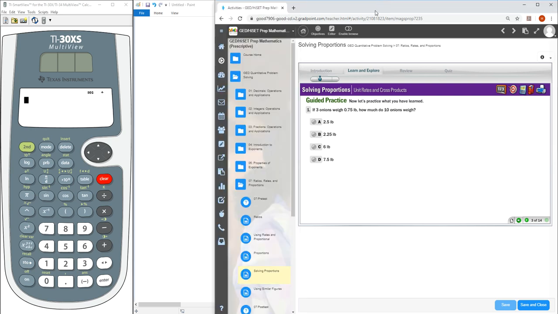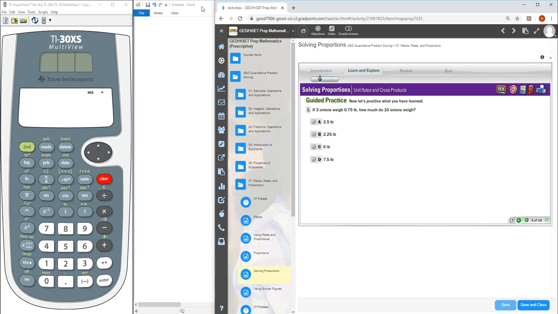On the right, we have a GradPoint window, and we happen to be in GED Prep Math in the quantitative folder, Lesson 7, ratios, rates, and proportions, and solving proportions. We're just using this to illustrate some good examples of problems where cross multiplication can be a very efficient and very effective way to solve them. But you certainly don't have to be at this point, and you can certainly be past this point if you're going to learn cross multiplication.